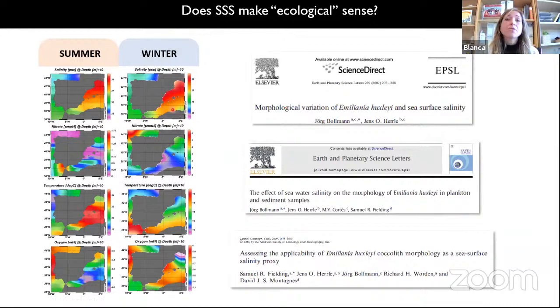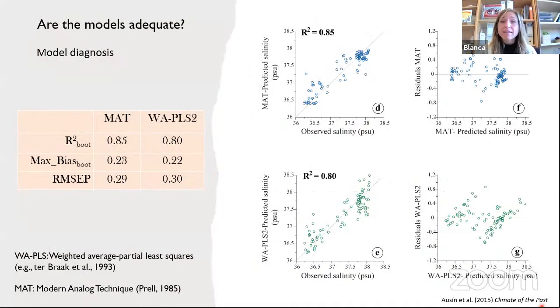So now that we know that we can significantly reconstruct salinity, we can develop a transfer function. So we use the weighted average partial least squares and the modern analog technique. These are just two different models, and we compared both of them. But both methods showed similar quality predictions. They were actually pretty good. R squared is between 0.8 and 0.8.